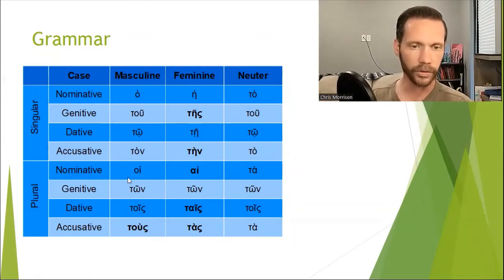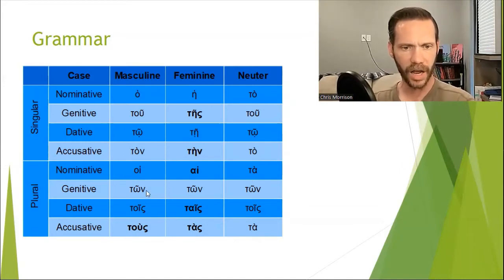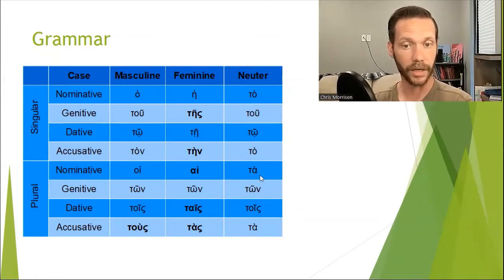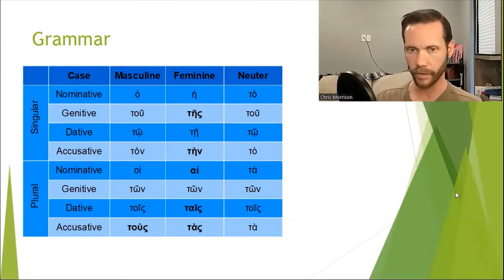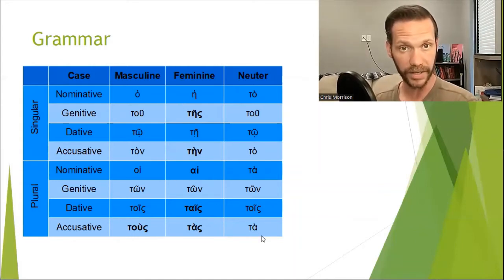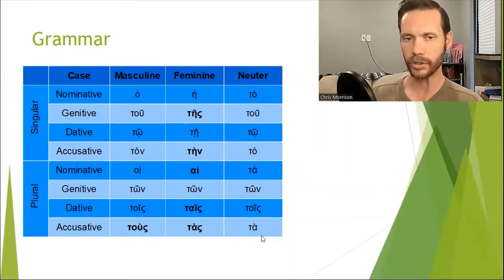And here are the plural endings, just so you can know where they are: hoi, hai, and ta. Tōn for all three. So that's easy. Anytime you see a tōn, you immediately know that's a plural genitive. Tois, tais, and tois, and then tous, tas, and again, ta. So you need to just memorize this chart and be able to reproduce it. And that is all of the versions of the article. One I have in bold you have not come across yet, but every other version of the article you have already seen. Now, if you have this memorized, then the next chart is going to be extremely easy.